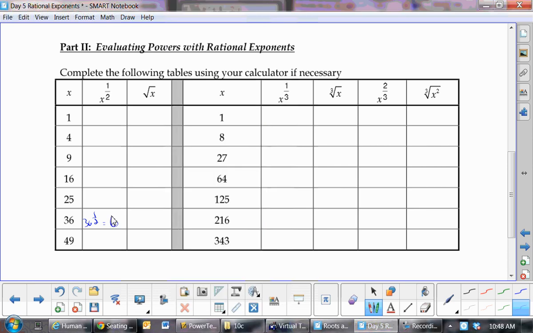What do you think 49 to the 1/2 would be? What do you think the square root of 49 would be? What do you think x to the 1/2 equals? Square root, okay? X to the 1/2 is the same thing as square root x. Now, here's a little kind of thing to make this easier. There is an invisible 2 there, right?